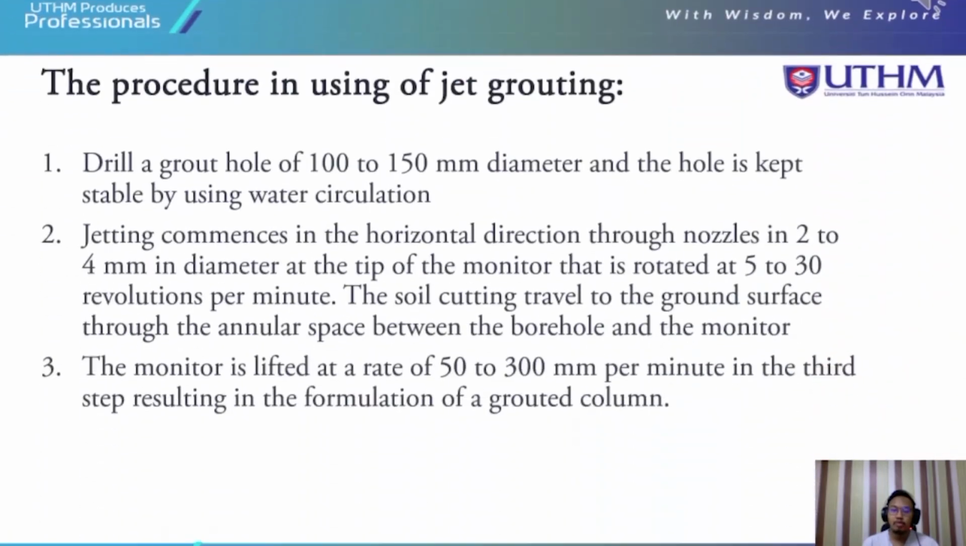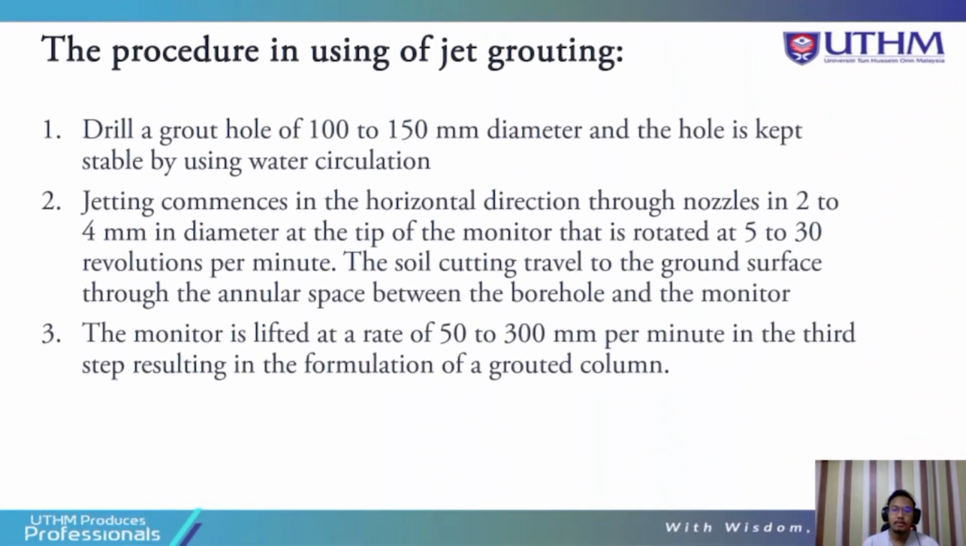As for the procedure of jet grouting, we first need to drill a grout hole of 100 to 150 mm diameter, and the hole is kept stable by using water circulation. Then jetting commences in the horizontal direction through nozzles 2 to 4 mm in diameter at the tip of the monitor, which is rotated at 5 to 30 revolutions per minute.